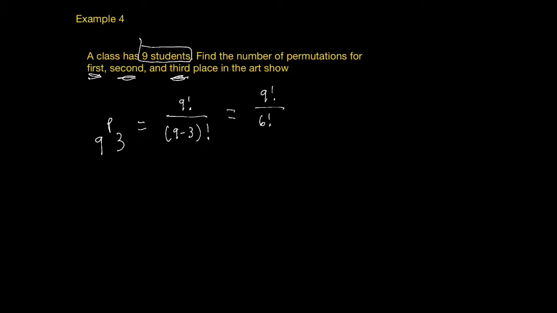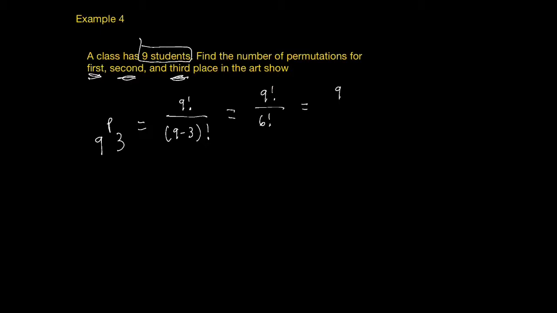Here it says a class has 9 students. Find the number of permutations for first, second, and third place in the art show. So now here we have 3 positions. Here we have first, second, and third. And we have a total of 9 students. So from 9 students, we want to pick 3 places. So we have 9P3. And then that's going to equal 9 factorial all over 9 subtract 3 factorial. So we have 9 factorial all over 6 factorial.